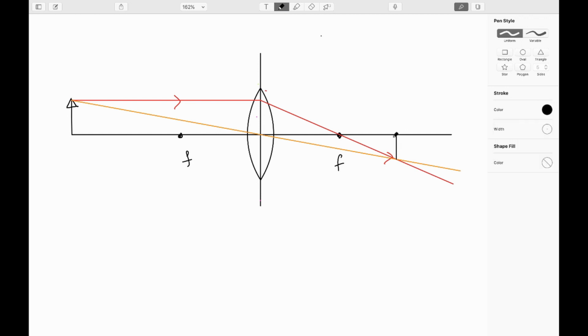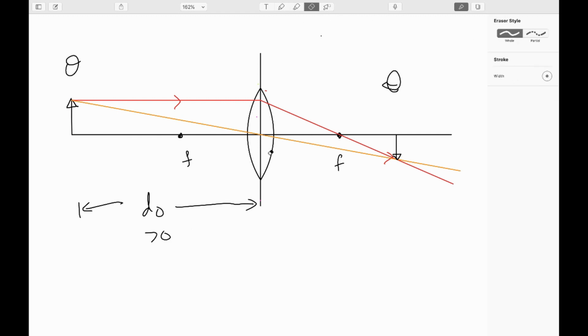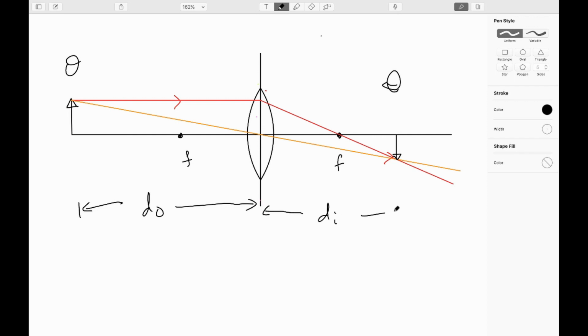And normally when we do a ray diagram, we draw a 3rd ray to check our work. But here I'm just locating my object and my image. So this is going to be my object distance, and it's positive in this example. And this here is going to be my image distance. And in this example, it's positive.